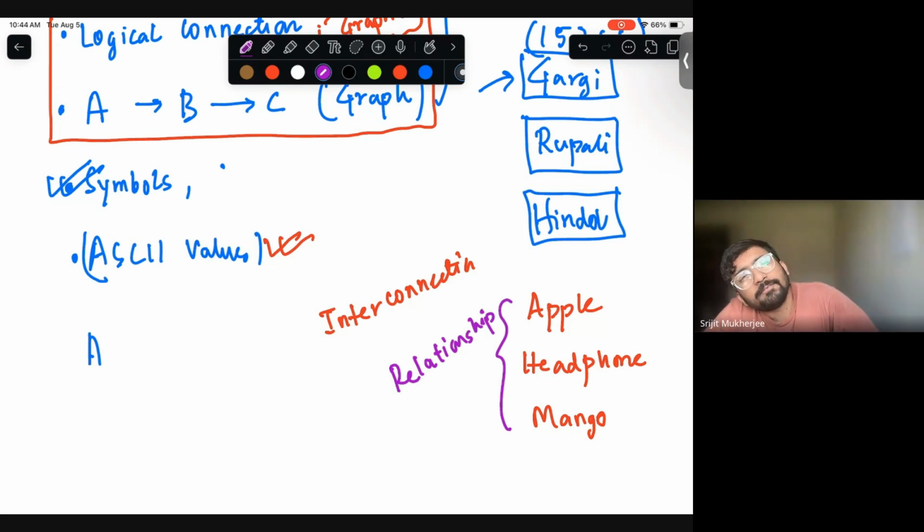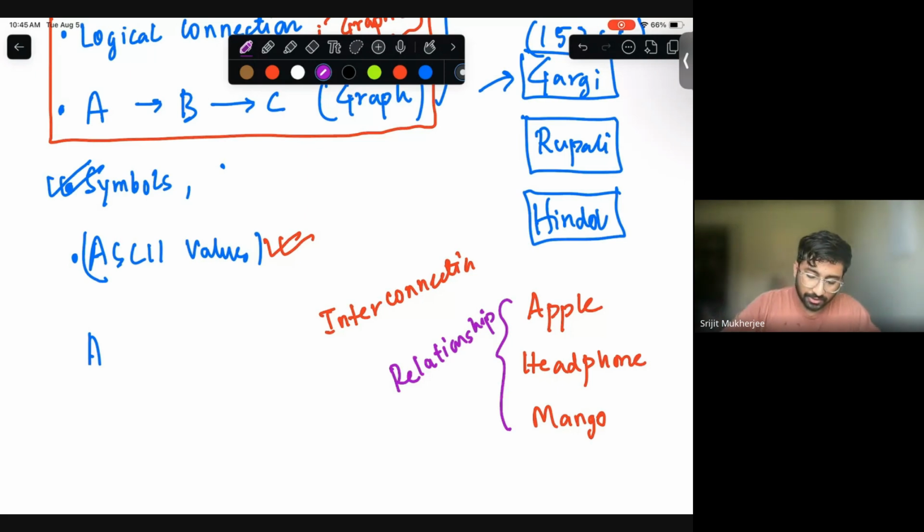Not really, but think in these terms. If you take, there are three pairs of it, right? Apple, mango, apple, headphone, headphone, mango. Okay. Now think in these terms: is there a strong relationship between any of these pairs than the other?